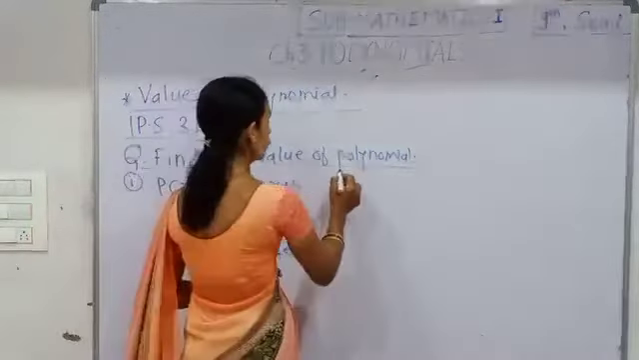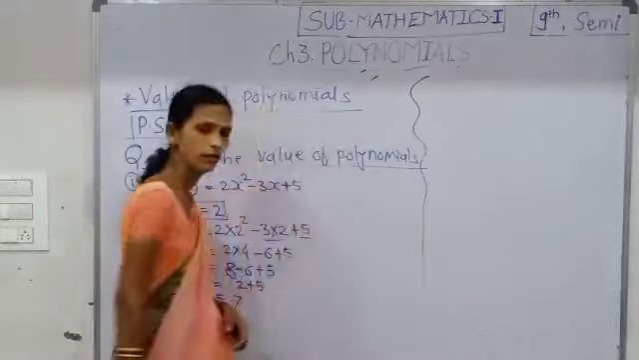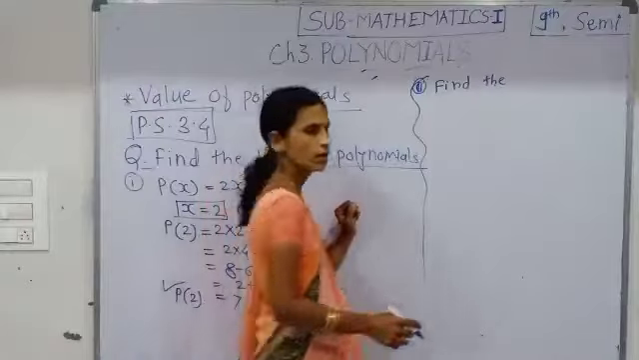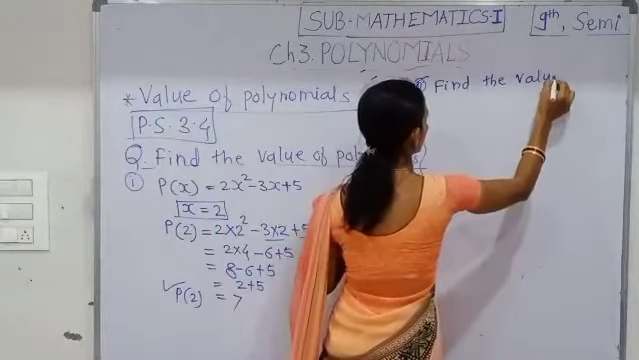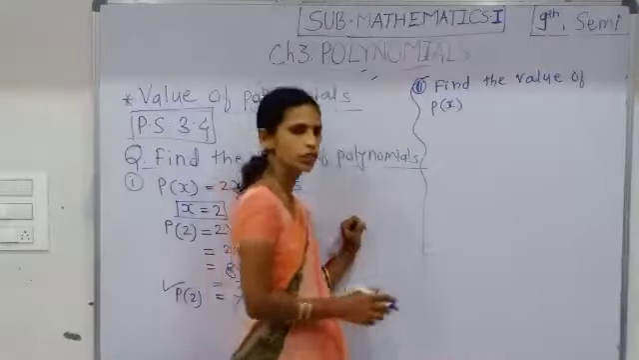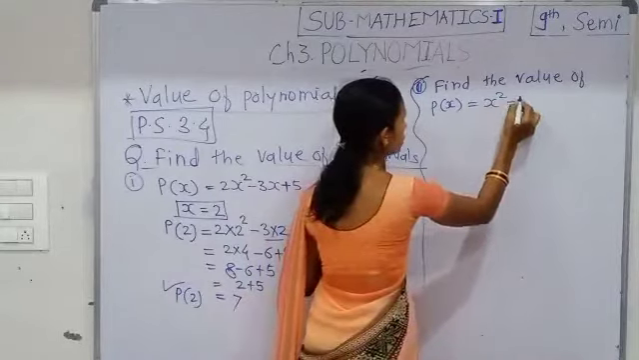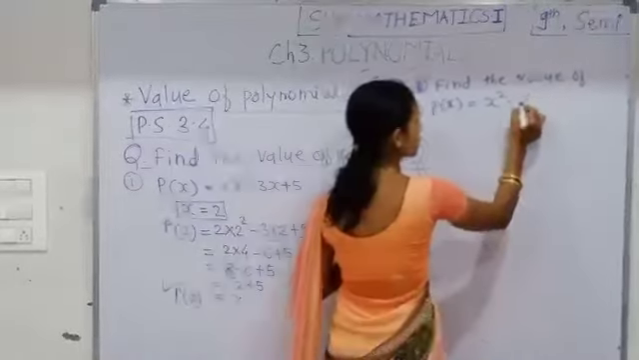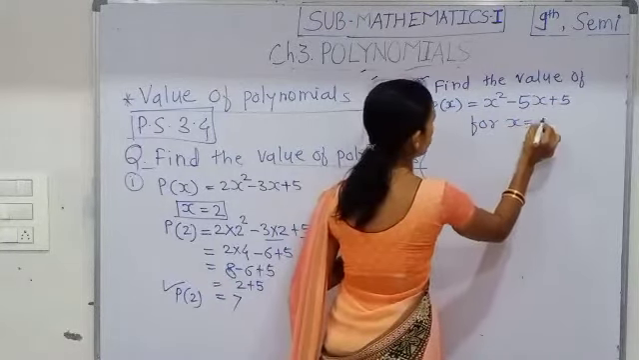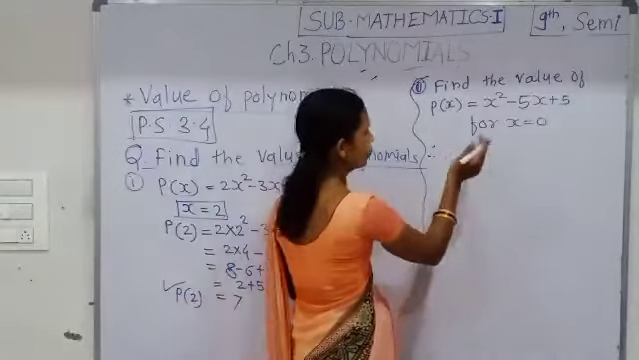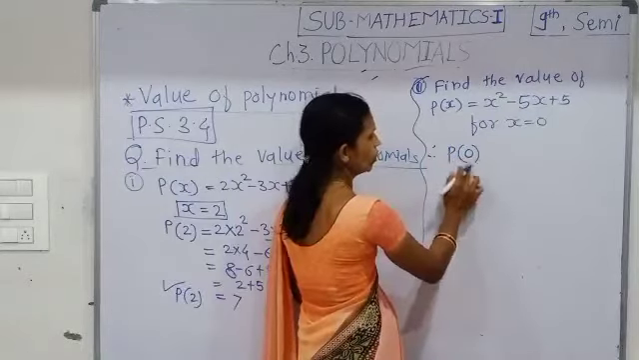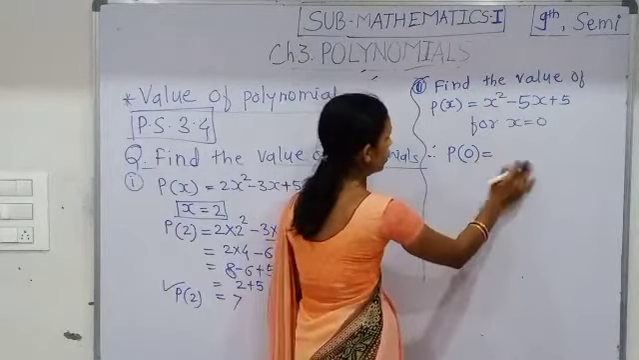Then we can solve one more example, that is, find the value of the polynomial p(x), which is given here, x square minus 5x plus 5 for x equal to 0. Therefore we have to find the value of the polynomial, that is p(0) is the value of that given polynomial.